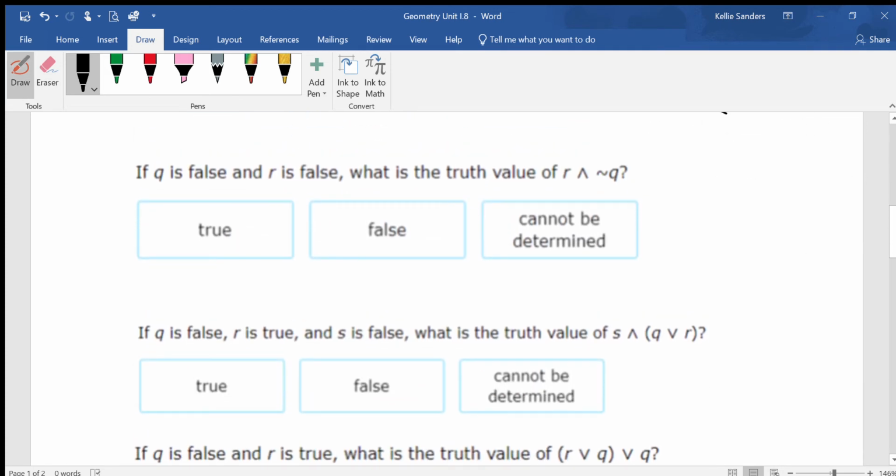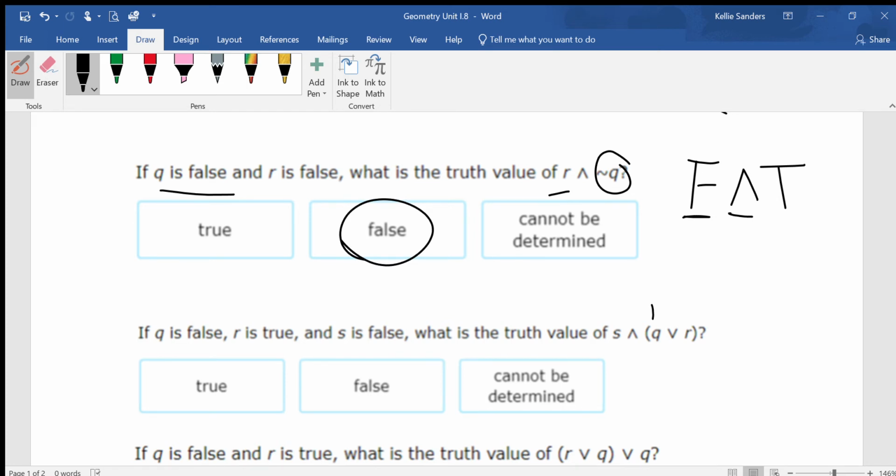If Q is false and R is false, what's the truth value? So what's R right now? False. And it really doesn't matter because we already have a false and an and. But what's not Q? So what's not false? True. But since this is false and this is an and, it's going to be false.